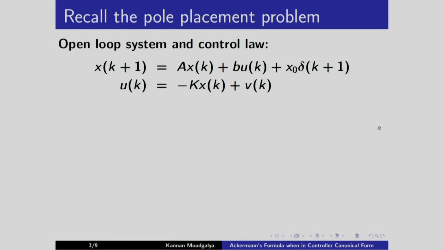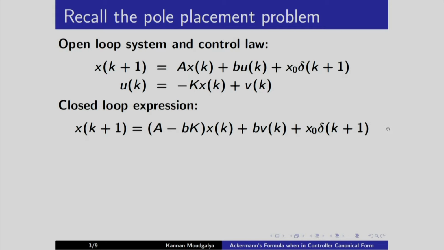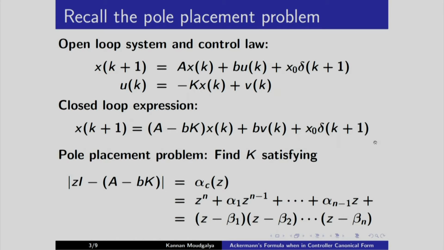Let's recall the pole placement problem. Here is the open loop system equation and the control law. Here is the closed loop expression. And the pole placement problem is to find k that satisfies the following equation, where we get this alpha c of z, which is the desired polynomial for controller calculation. That is what is indicated by the subscript c, possibly obtained through the desired region analysis. We want to find this k.